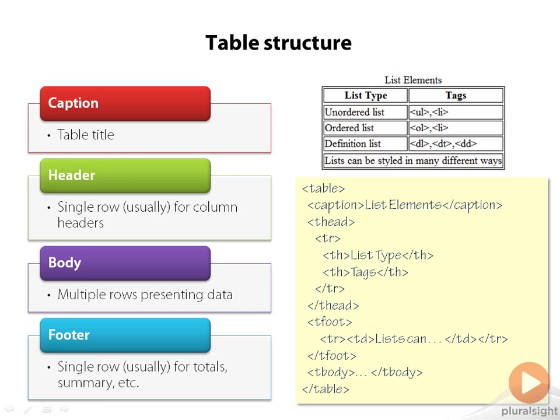And finally we have the footer, represented with a tfoot, and that's usually a single row. This is where we can call out totals, averages, those sorts of bits of information that we want to appear at the bottom of the table.